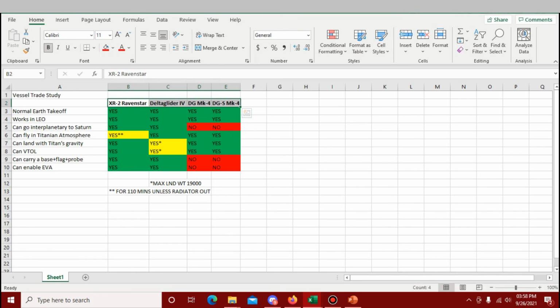The XR2 Ravenstar has a note that for 110 minutes we can fly in an atmosphere unless we deploy the radiator. The radiator requires the dynamic pressure to be low enough, and that should be capable. I've been able to do it in Earth's atmosphere, and flying on Titan is easier than flying in the Earth's atmosphere because of the lower gravity. So we can actually get around this condition.